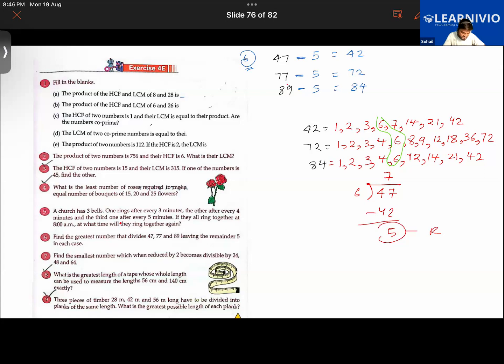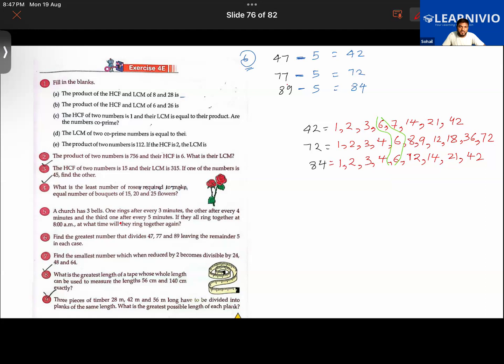That's what the question says: find the greatest number that divides 47, 77 and 89, leaving the remainder 5. So that's the 6. The greatest number that will divide all of them, not just one, and should leave remainder 5 in each of the cases, is obviously going to be their highest common factor. That is the thing. Hope that is clear to you. Understood this?